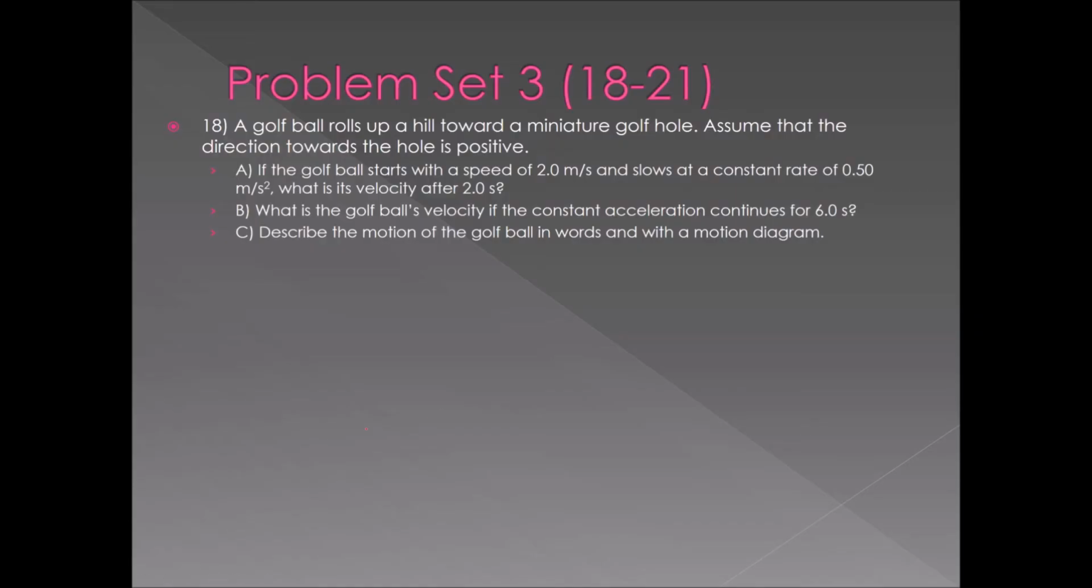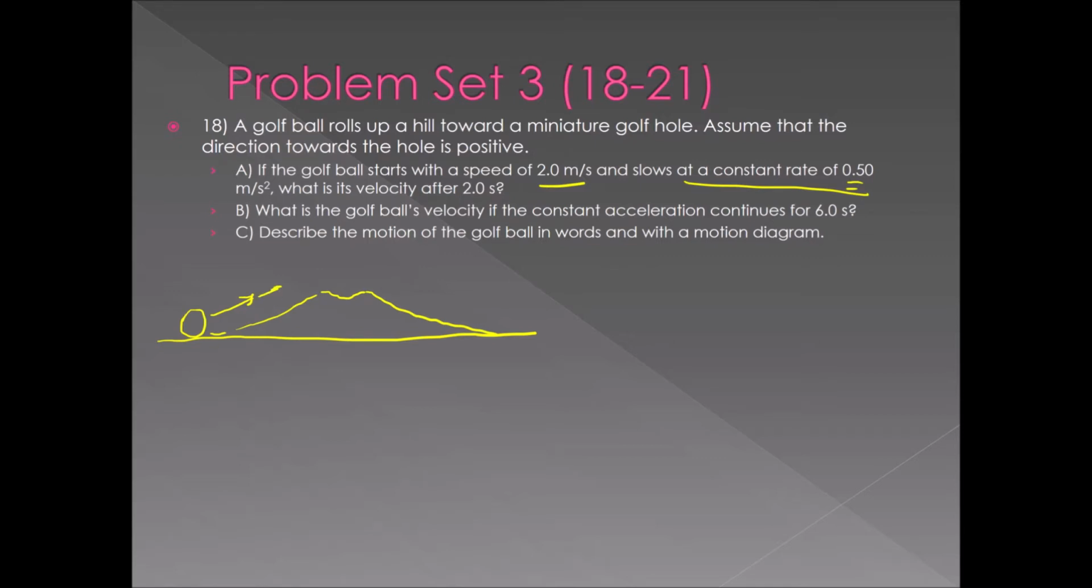So let's put this to work. Let's find the final velocity for a couple of problems here, and then I'll let you do 2 on your own. A golf ball rolls up a hill towards a miniature golf hole. Assume that the direction towards the hole is positive. It's important to remember that velocity is a vector, and since acceleration is a change in velocity, acceleration is also a vector. I'm just going to sketch my diagram here. Here's my putt-putt golf course, and here's my golf ball going up a hill. It starts at a speed of 2 meters per second and slows down at a constant acceleration of 0.5 meters per second squared.